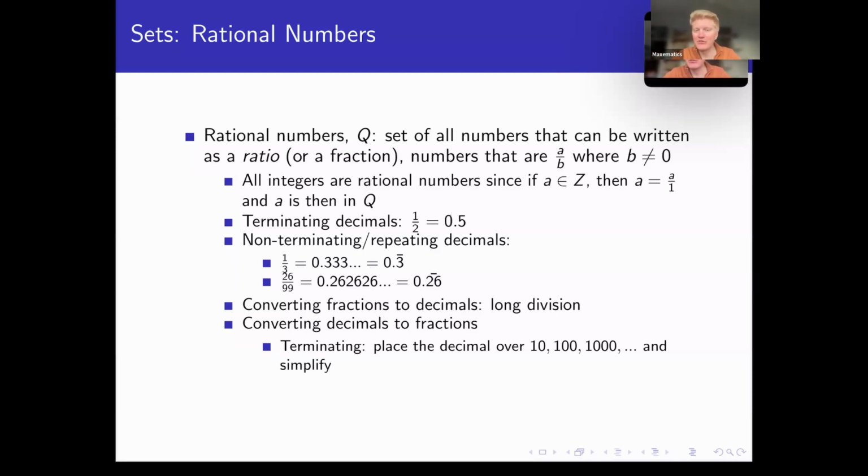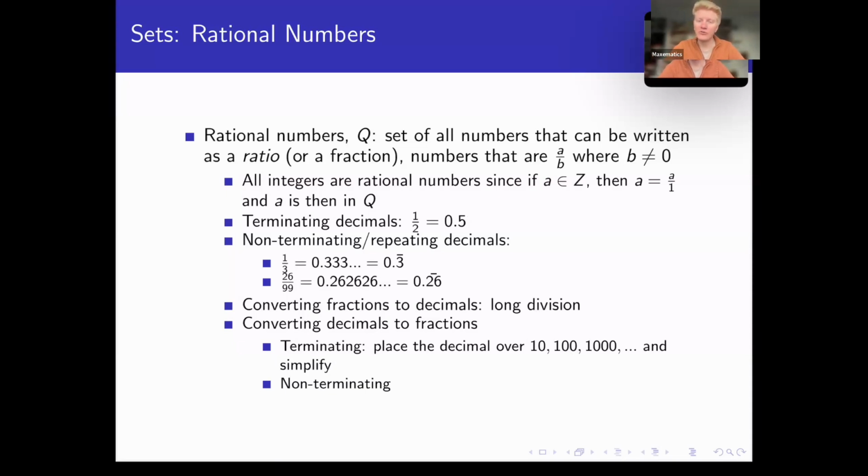So for example, if we wanted to convert 0.5 back to a fraction, we would put 5 over 10. It's one decimal place. We only need one power of 10. So you would do 5 over 10 and then simplify. If we had 0.53, well, 0.53 is two decimal places. You would put that over 100. So 53 over 100.